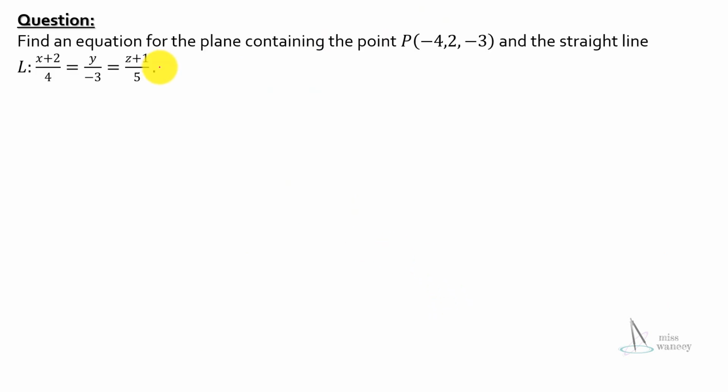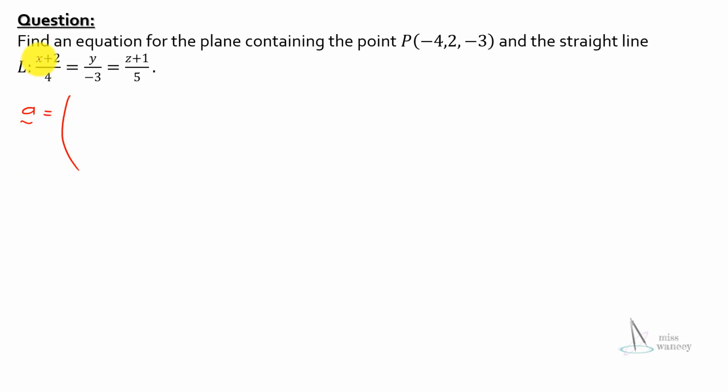Okay, so find an equation for the plane containing the point P, (-4, 2, -3), and the straight line L, (x+2)/4 = y/(-3) = (z+1)/5. So firstly, from the equation of the line, let us take out what is the A and the V. So A is the fixed point.